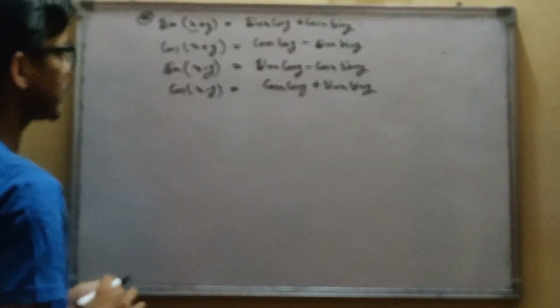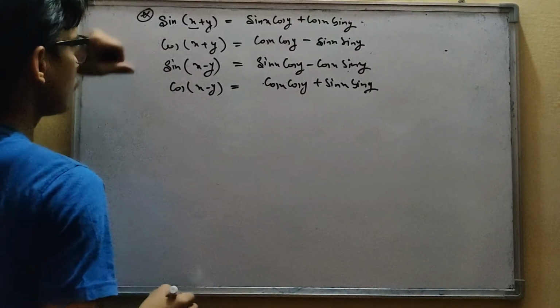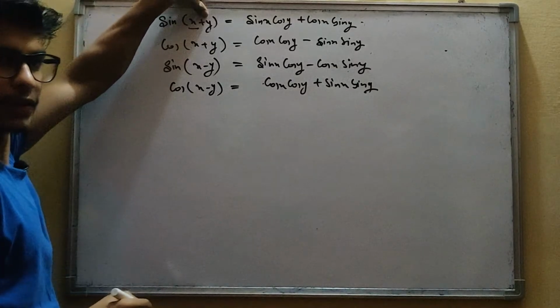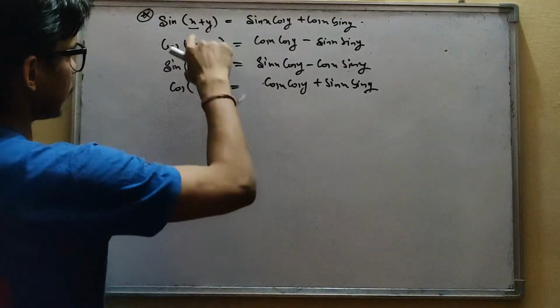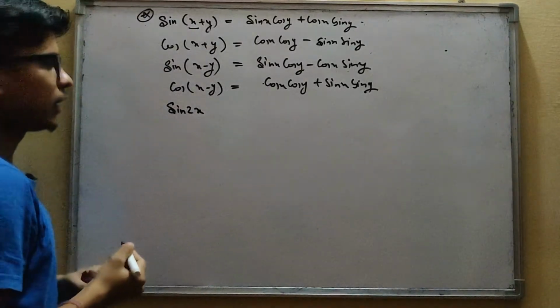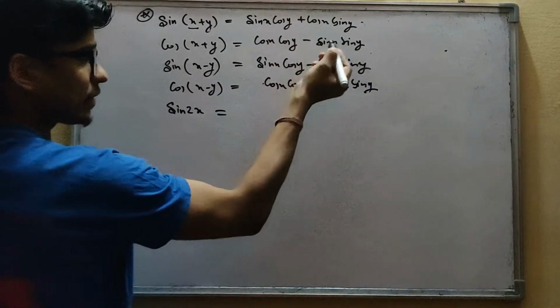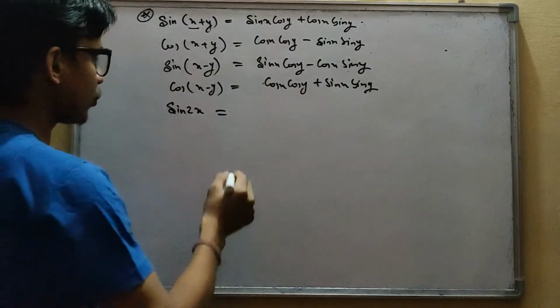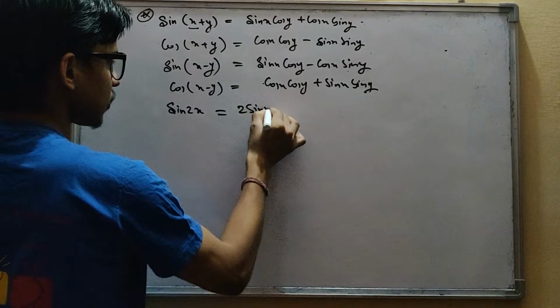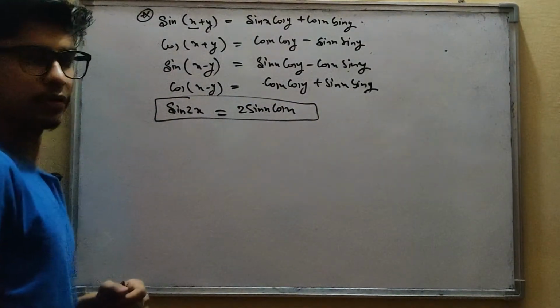Okay. Now the next thing is, what you can do, you just replace y by x. Just replace y by x. If you do so it will become sin 2x. Now sin 2x, if you replace y by x, it is going to be 2 sin x cos x, right? So this is one kind of formula, right?